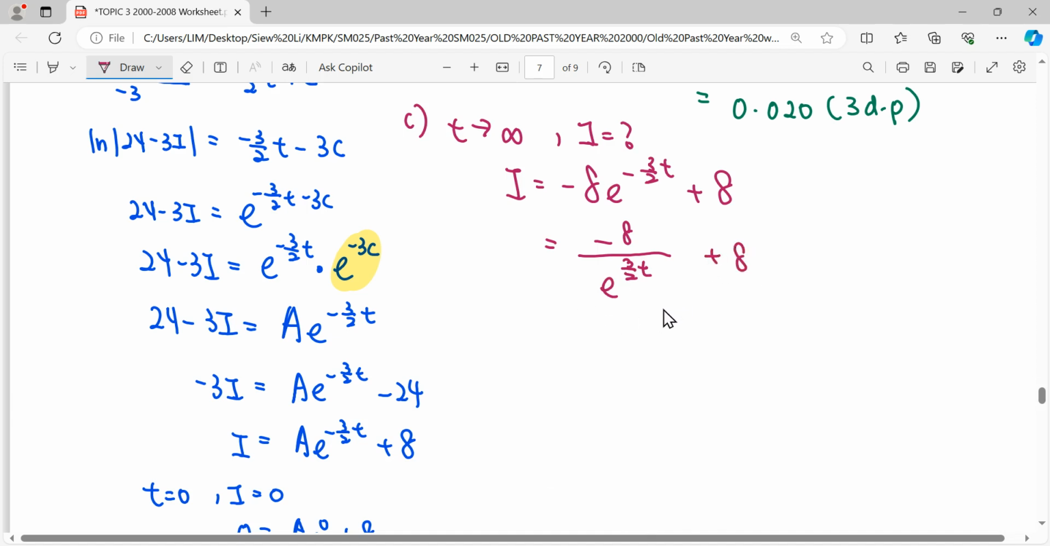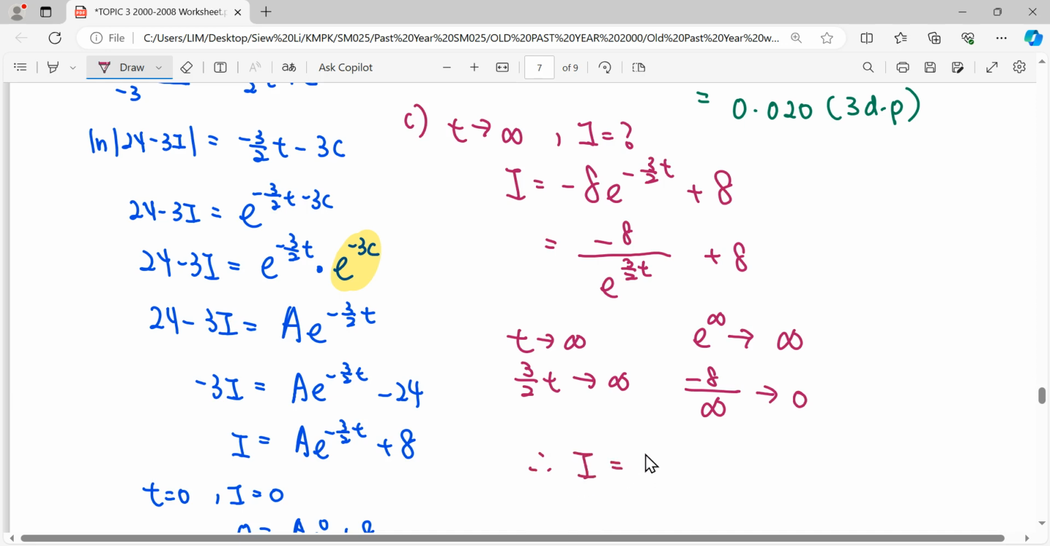So why do we do that? Because we need to calculate for when t approximates to infinity. When t approximates to infinity, 3 over 2 t will approximate to infinity. And when e is raised to the power of infinity, this will give us infinity. So lastly, for this fraction, negative 8 over infinity will approximate to 0. Therefore, I will become 0 plus 8. So I will become 8 ampere.